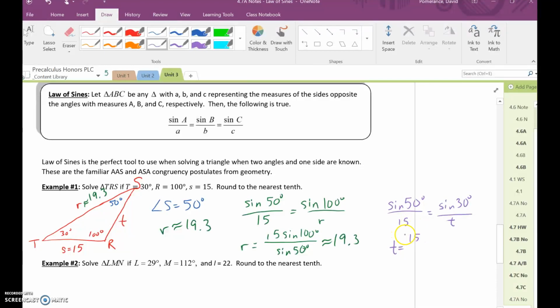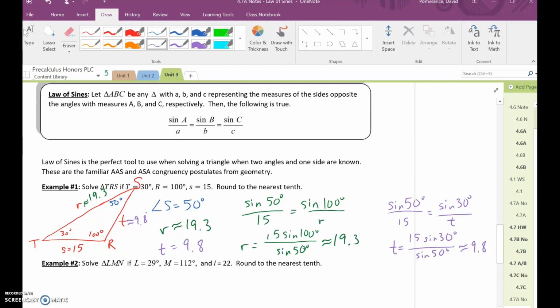T equals 15 times the sine of 30 degrees, and divide that by the sine of 50 degrees. So notice that everything stays exactly the same except I changed my 100 to a 30. So yeah, we type that into the calculator and we get an answer, which is 9.8 or so. T equals 9.8.